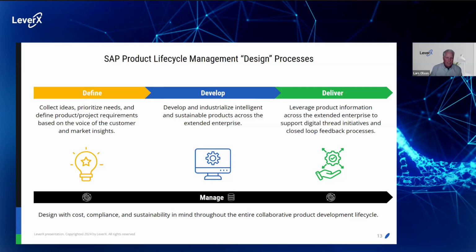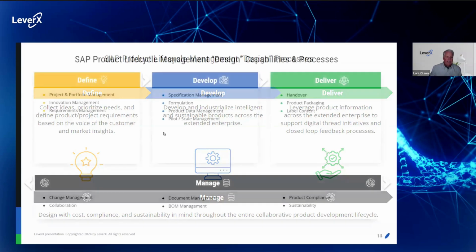That's part of specification management, obviously formulation, and then delivering these products, the handover of BOMs and such to the extended enterprise. And all along the 3Ds, define, develop, and deliver, we're managing this product data with cost in mind, compliance, sustainability, and a collaborative product development lifecycle. Okay, so this is what we call the 3Ds and the M, where it's basically buckets for various processes.